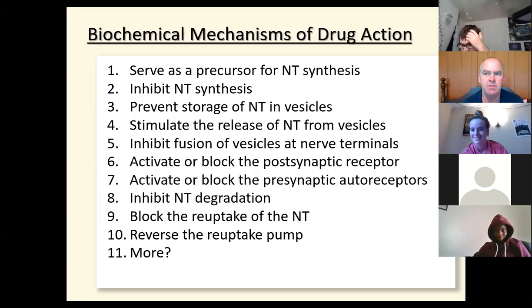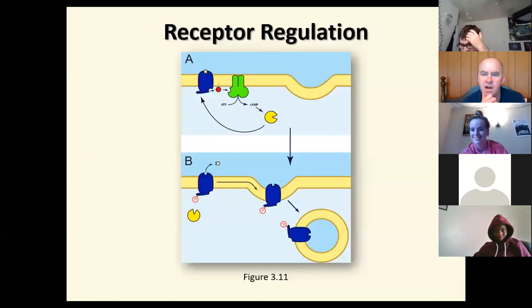Okay, everybody happy? Or is it just me? Okay, we move on. All right, so receptor regulation. Sade, did you have a question? No, I was just gonna say, you lit up. Just you. Well, I'm getting paid, so I should be enjoying this.